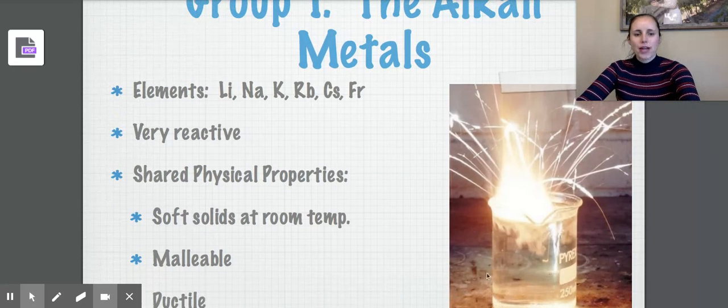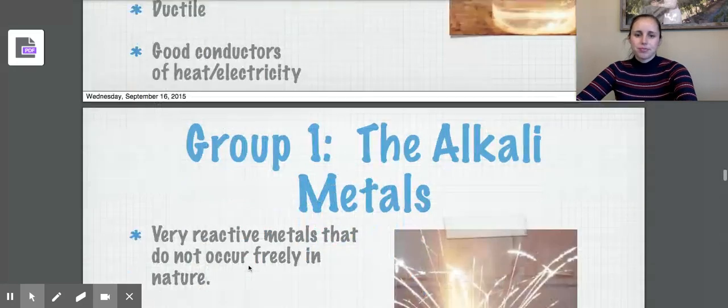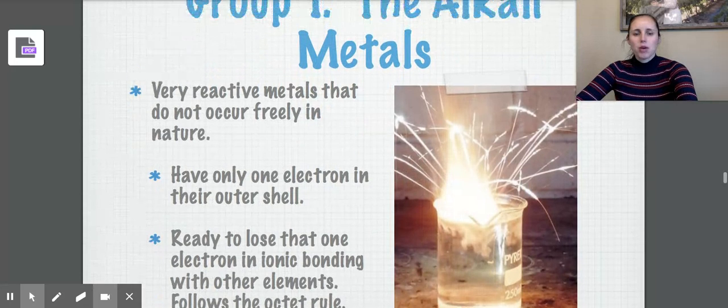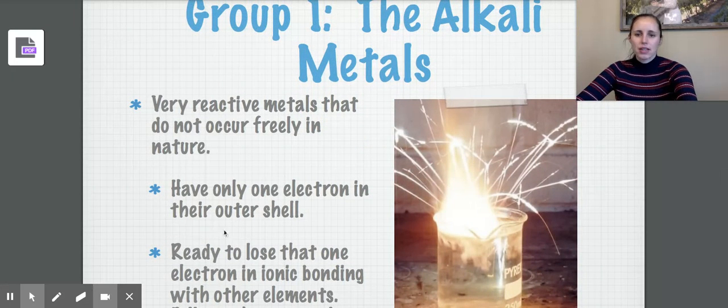They're actually so reactive that if you drop them in water, they will catch on fire. I have a video of that later for you too. They're soft solids at room temperature. They're malleable and they're ductile. A little bit more about alkali metals. Why are they so reactive?